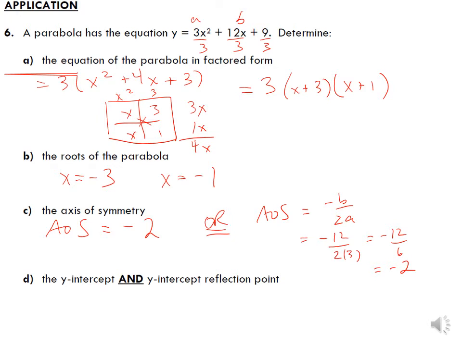We're going to scratch out this y-intercept reflection point. We didn't end up doing it in our video lesson. It's not a big deal. The y-intercept, you can read it right off the original equation. So again, we're looking back here at our original equation. It's the c value, which is 9. So my y-intercept is (0, 9).